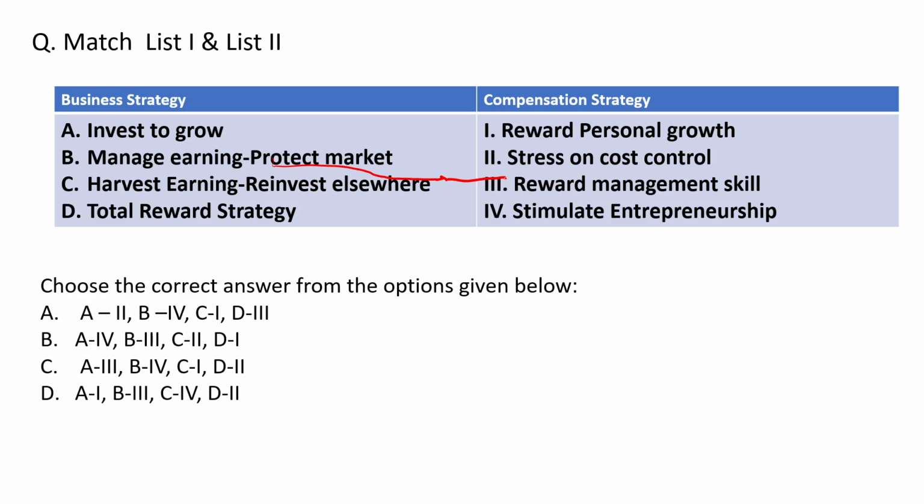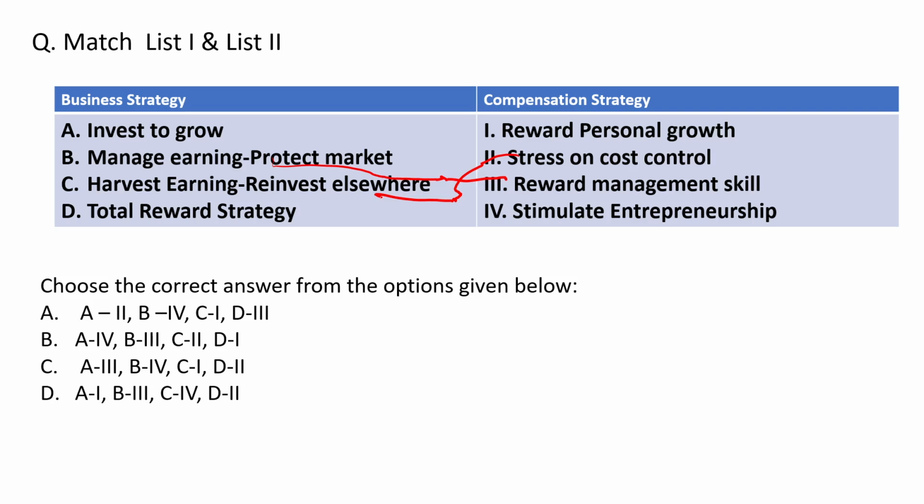Okay, now let's see cost control. How can cost be controlled? Cost can be controlled by harvesting the earning. Okay, harvesting the earning means what? You are taking out your money or your investment from those units which are not giving you profit, and you are reinvesting somewhere else from where you are expecting that you will get some profit. So this harvest earning and reinvest elsewhere, this can be the answer.